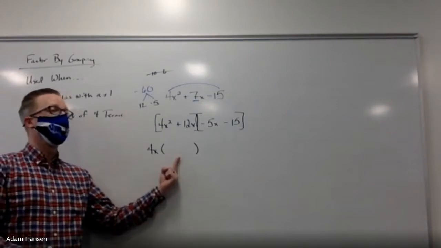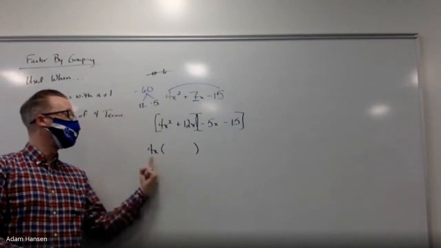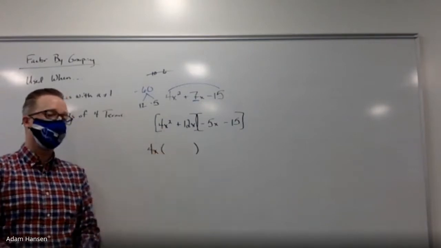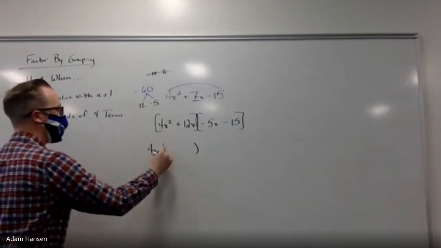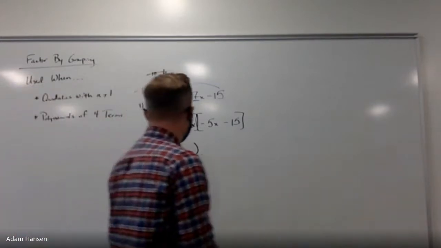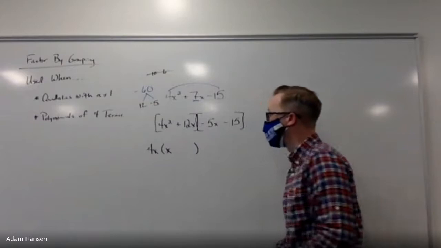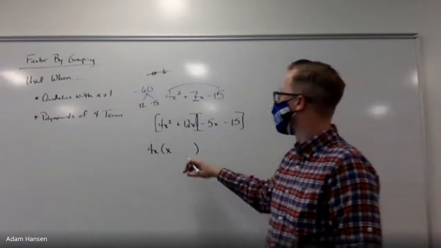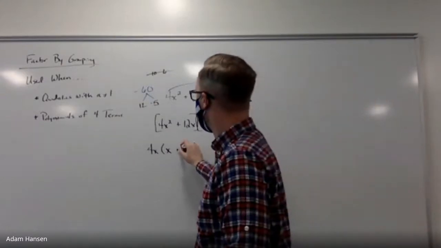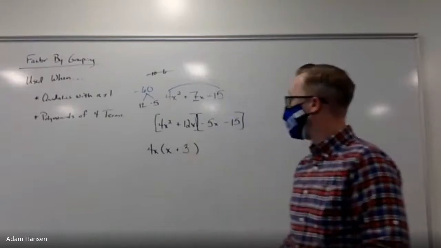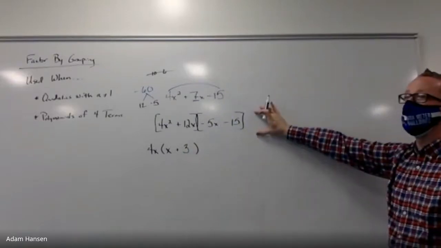What's going to go inside here? 4x times what is 4x squared? x. Plus, 4x times what makes 12x? 3. So the first pair we have factored, now let's do the second pair.